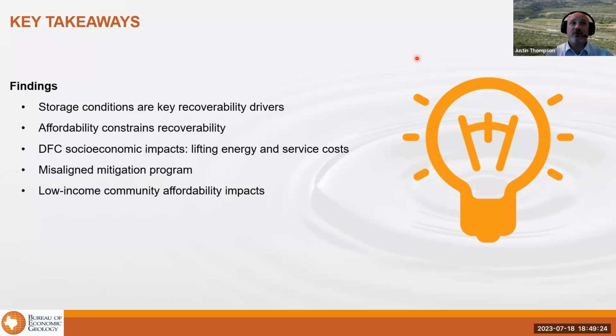We also saw that in terms of socioeconomic impacts of the adopted desired future conditions, lifting energy and service costs were dominant, that drilling costs and pump equipment costs were lesser. And that might, in a certain sense, suggest that the existing policy program, the mitigation program, is somewhat misaligned, at least in terms of the primary impact of these desired future conditions. And then finally, we saw that low-income communities could be disproportionately affected by changes in the affordability of domestic groundwater supplies.